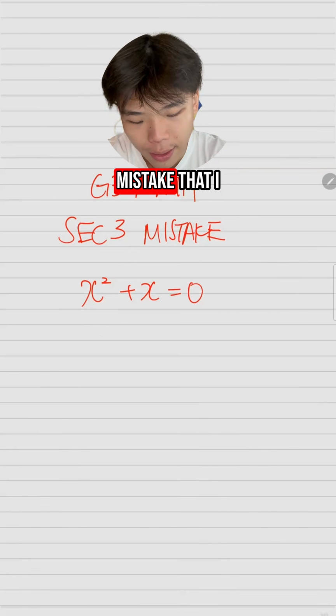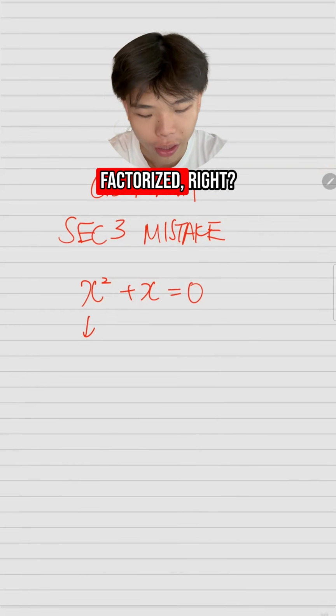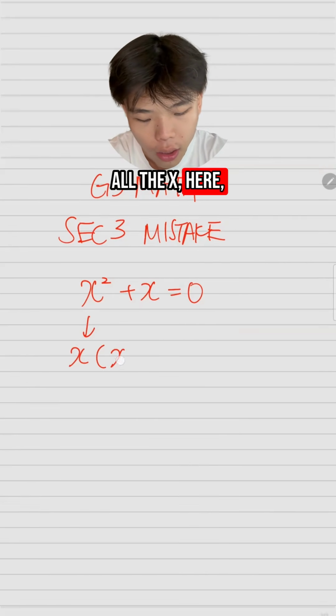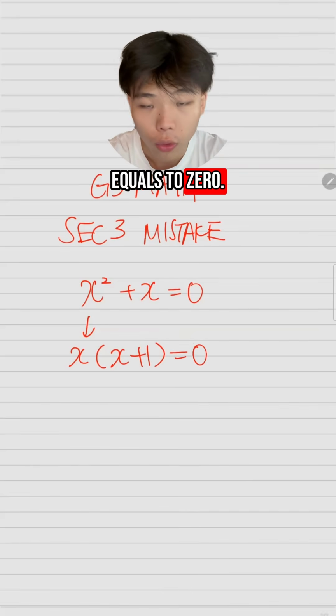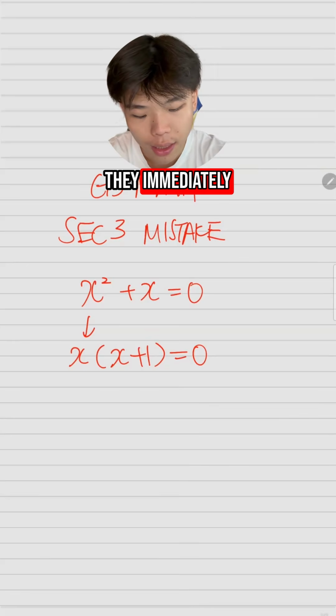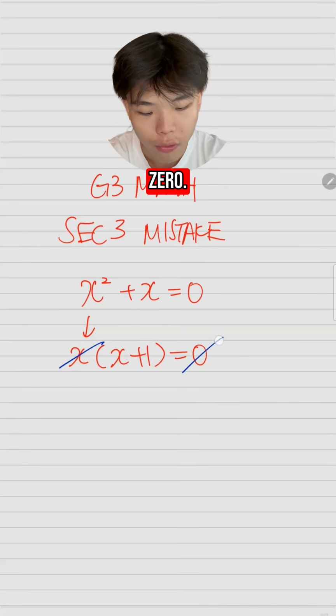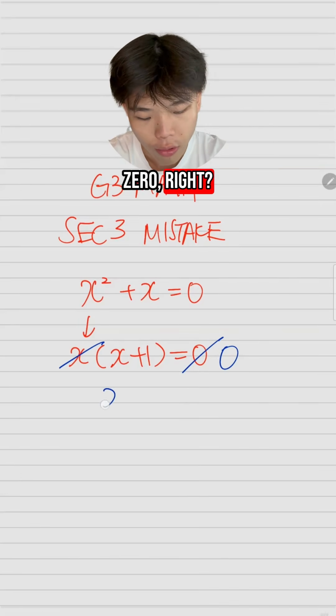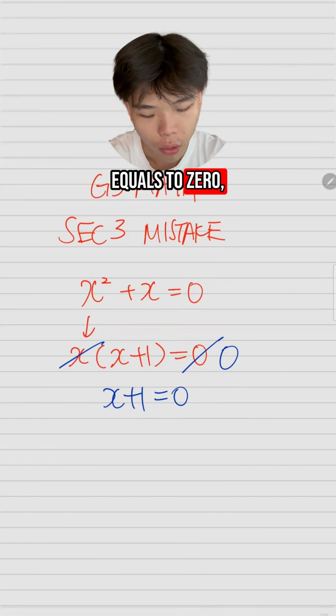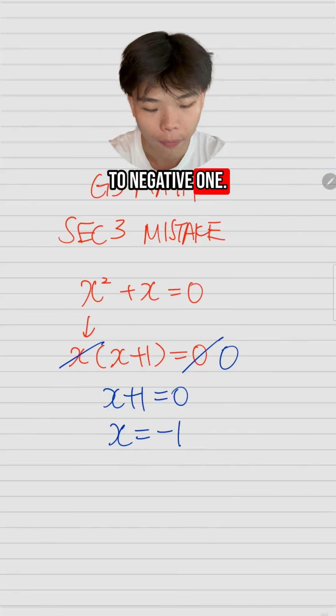So a very common mistake that I see is students will first factorize, right? You factorize out the x, here you get x plus 1 equals to 0. And then what students do after that is that they immediately cancel the x on both sides. 0, you cancel away, x is still 0, right? And then they end up with x plus 1 equals to 0, and then they end up with x equals to -1. Now, this is wrong.